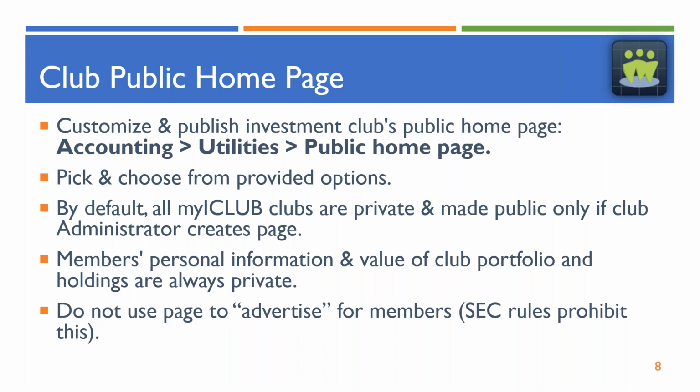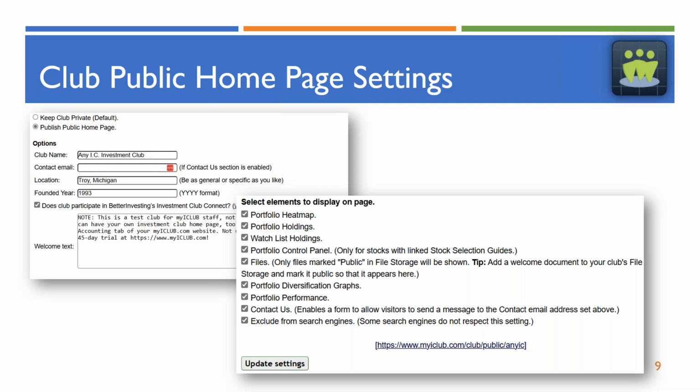So as I said, this is accounting to utilities, public homepage. We've got some of the settings here. And like I said, some of it, you get text boxes. You can put in how you want the club name to show up. If you want to have a contact, email, location, years founded, you can put in a little blurb there. And then front and center, this is a listing of the reports or the reports sections that will show up. And as I say, I'll show you the screens in a second.